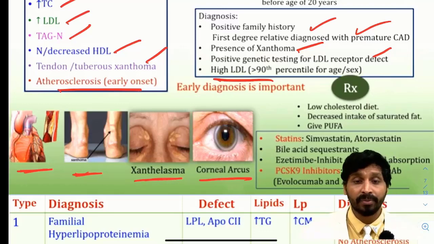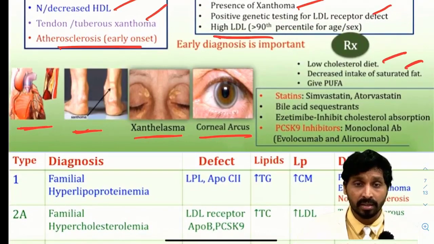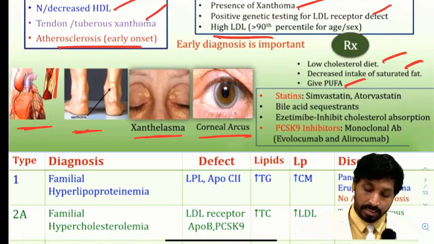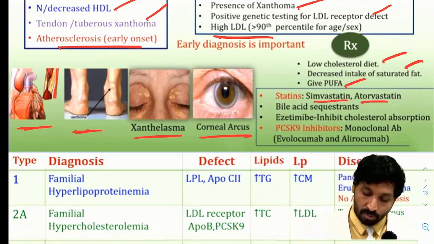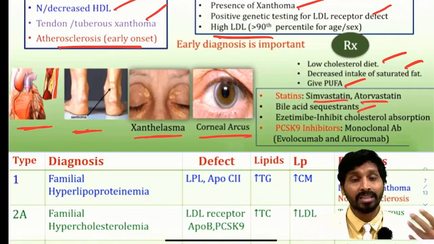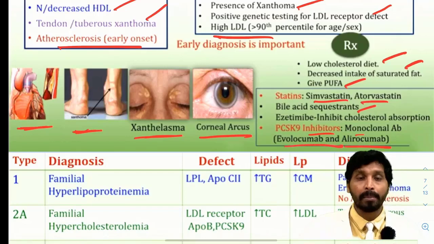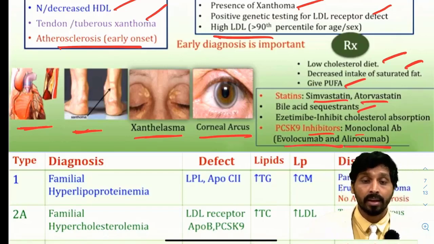So what is the treatment for this? A low cholesterol diet, decreased intake of saturated fat, and administration of PUFA also improves the situation. Statins especially, which block cholesterol synthesis, such as simvastatin and atorvastatin; bile acid sequestrants, which aid lipid excretion; ezetimibe, which inhibits cholesterol absorption; and PCSK9 inhibitors, monoclonal antibodies like evolocumab and alirocumab, are the drugs which can treat this type 2 hypercholesterolemia.